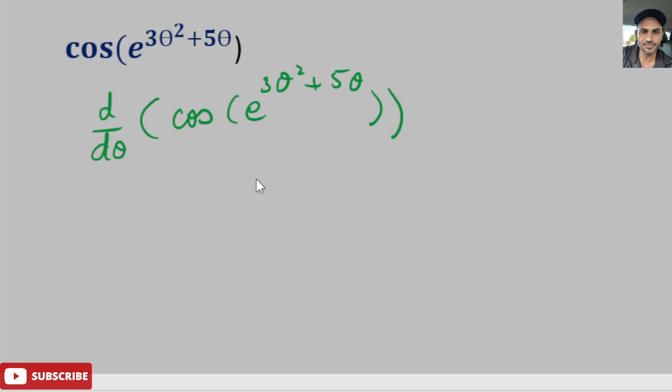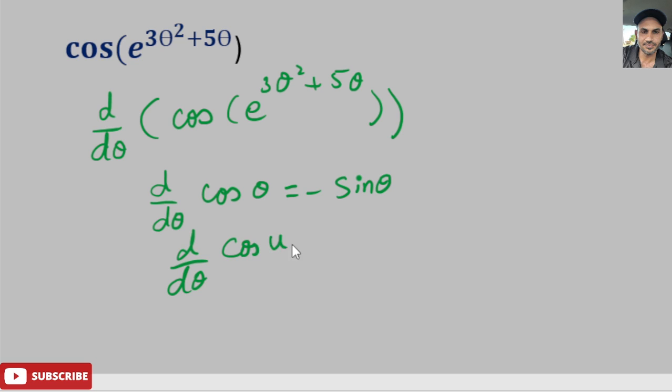All right. So we already know the identity that the derivative of cosine theta, d over d theta of cosine theta, equals negative sine theta. Now the derivative of cosine of u, where u is a function of theta, we're going to apply the chain rule here. It's going to be negative sine of u times du over d theta.